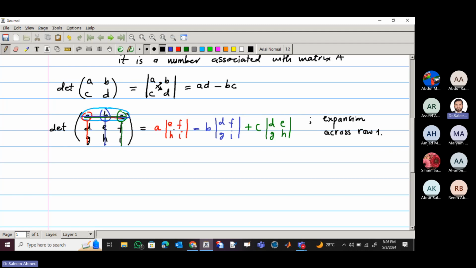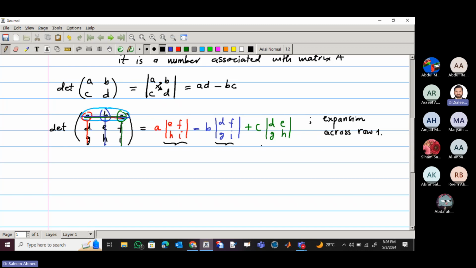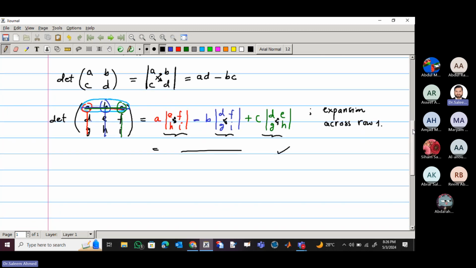And now we know how to find 2 by 2 determinants, right? For these 2 by 2, we multiply E with I minus F with H, D with I minus G with F, and D with H minus G with E. So we know that. So we can complete this and get the answer. You can choose any row, any column, the answer will remain the same.